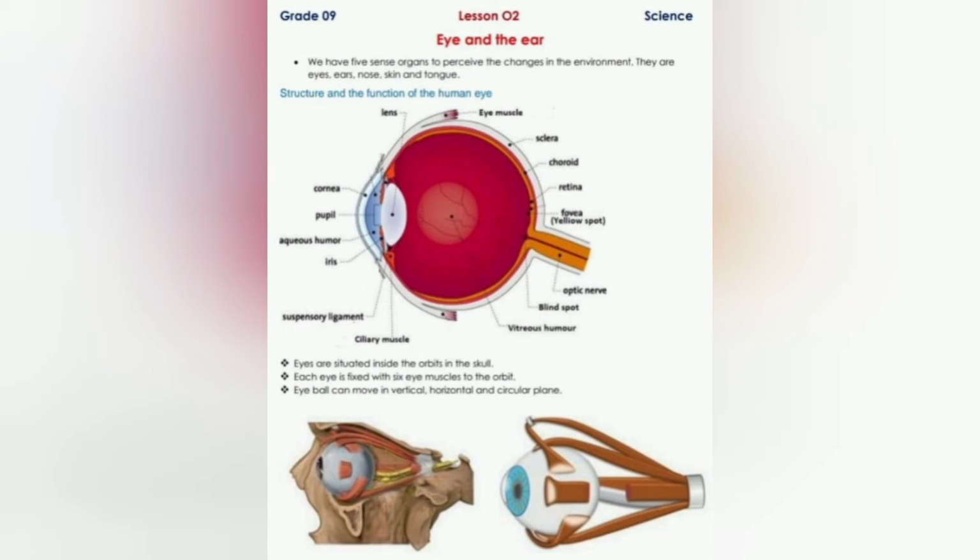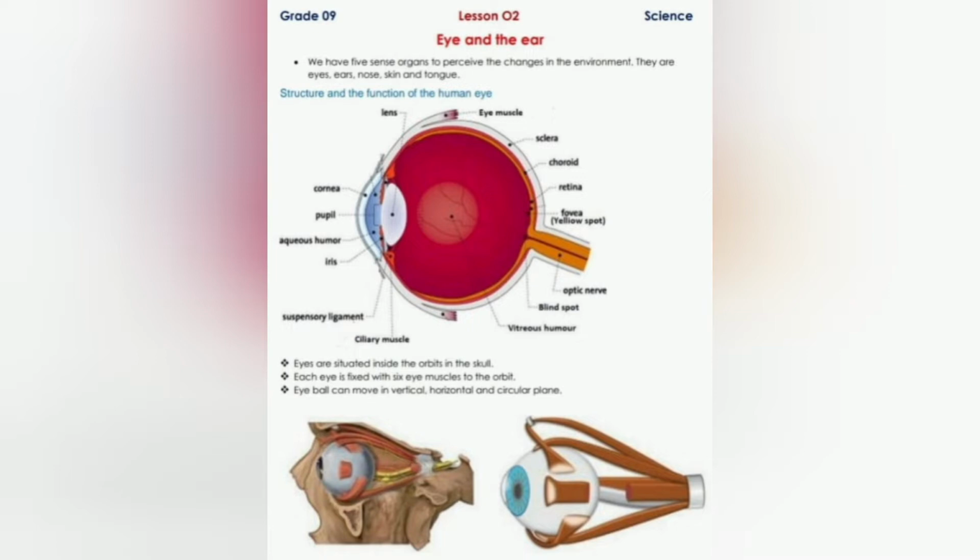We have 5 sense organs to perceive the changes in the environment. They are eyes, ears, nose, skin and the tongue. So out of these organs, today we are going to discuss about eye and ear.